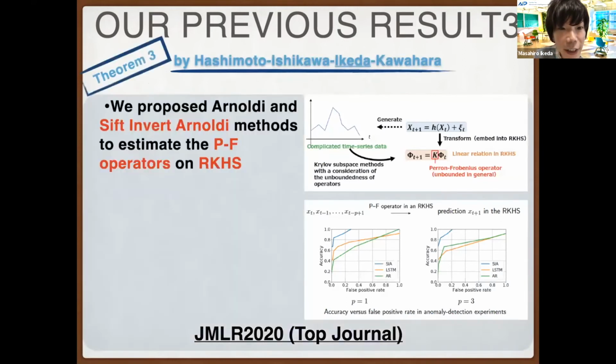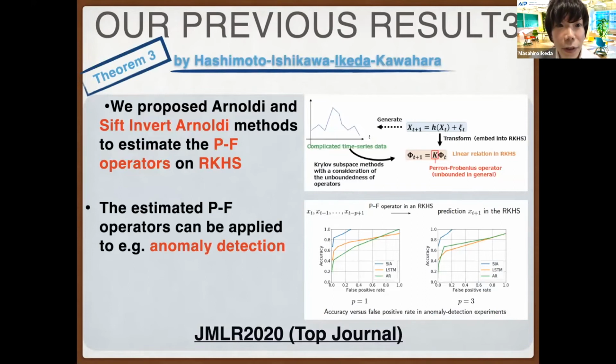And I will introduce the final previous result. This study is for the estimation of these operators. We proposed the Anomaly and shift Anomaly methods, which are Krylov subspace methods, to estimate the Perron-Frobenius operator on RKHS with only finite data. Moreover, the estimated Perron-Frobenius operator can be applied to, for example, anomaly detection, which is an advantage compared to the previous study. This paper was also published in JMLR 2020, which is one of the top journals in machine learning.